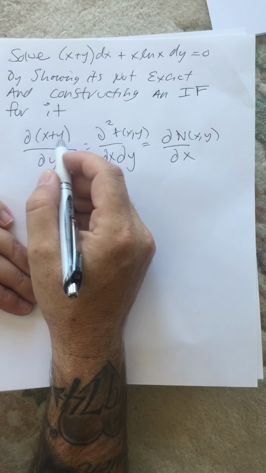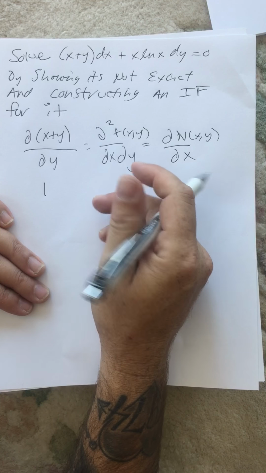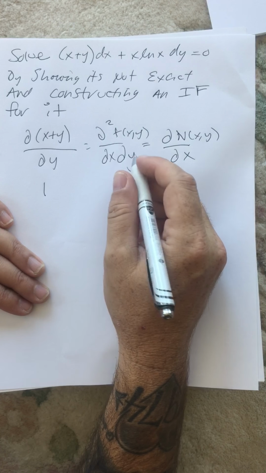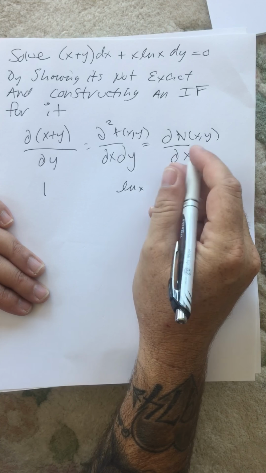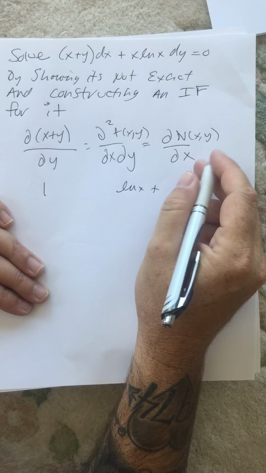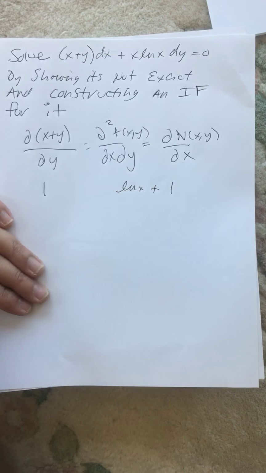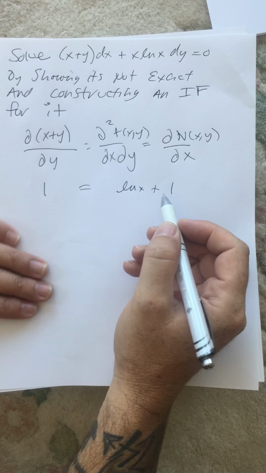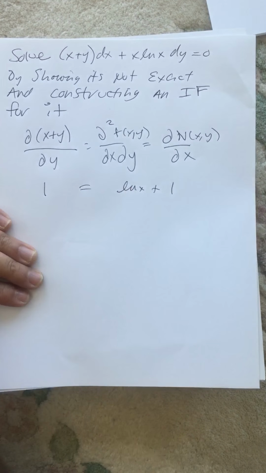So you can take the derivative of this with respect to y. That's going to give you 1. You're going to take the derivative of this with respect to x. That's going to give you log x plus 1. So you should be able to figure those out without me doing every derivative. So does 1 equal log x plus 1? No. So there's a problem. We can't do anything with this equation.